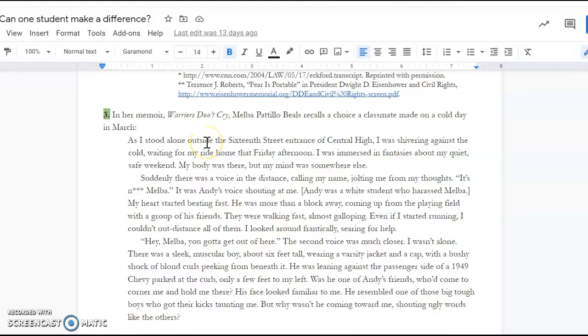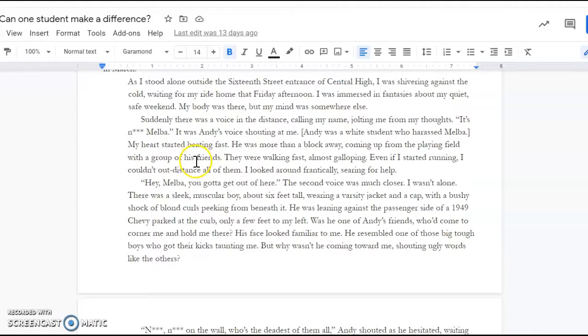In it, I basically read the paragraphs, look for what happened, find a protagonist or someone that actually did something to make a difference in someone else's life. In this case, it was Link, who was the white boy who ended up helping Melba by giving her his car keys so she could drive off from the racist group of boys that were chasing her.